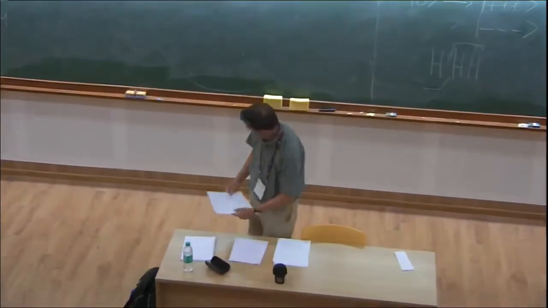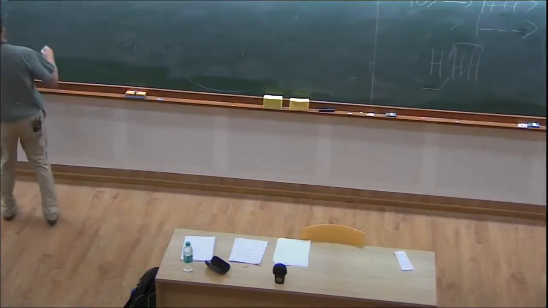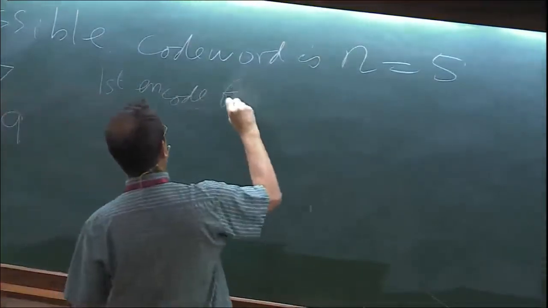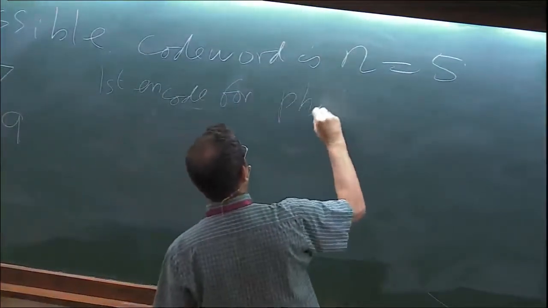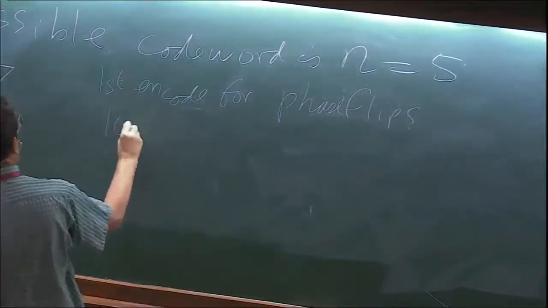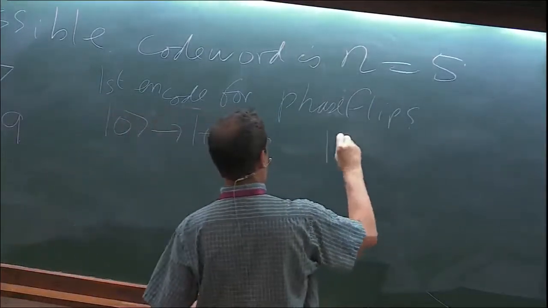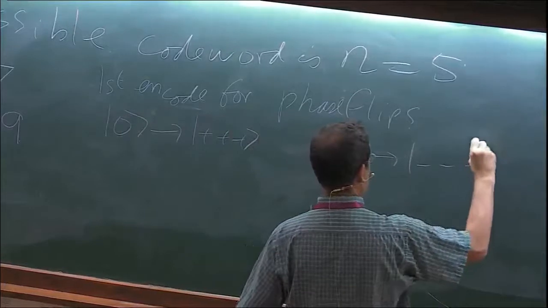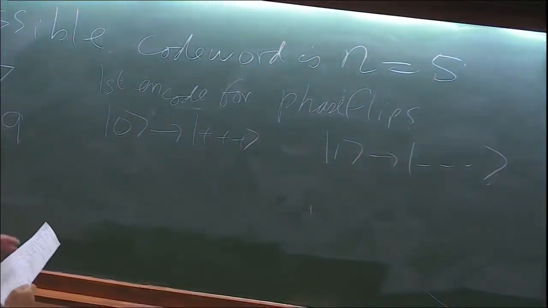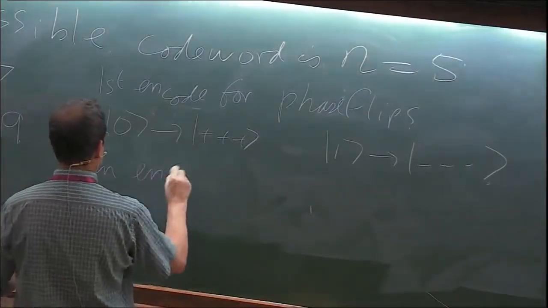Okay. Now, you first encode for phase flips. So 0 goes to plus, plus, plus, and 1 goes to minus, minus, minus. And then encode for bit flips.